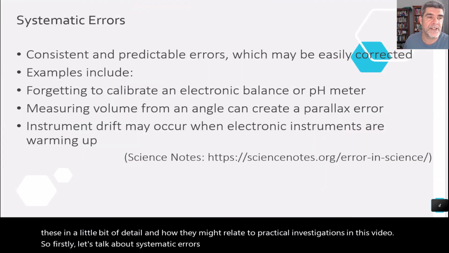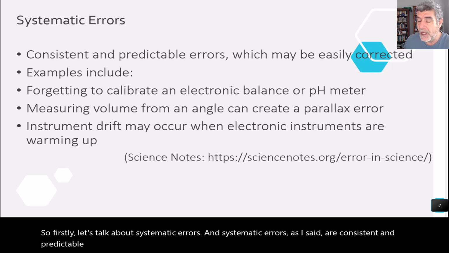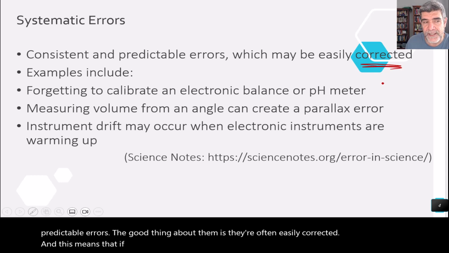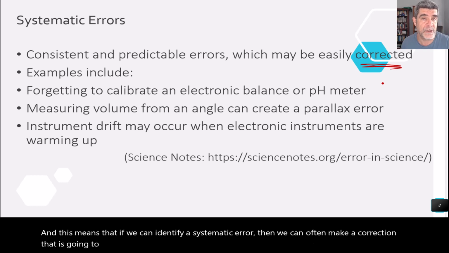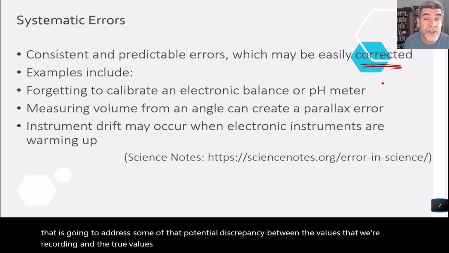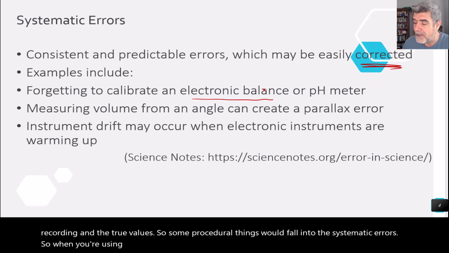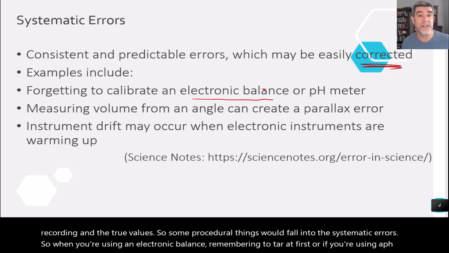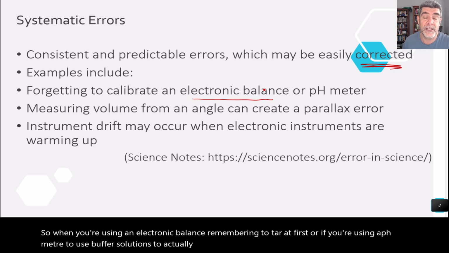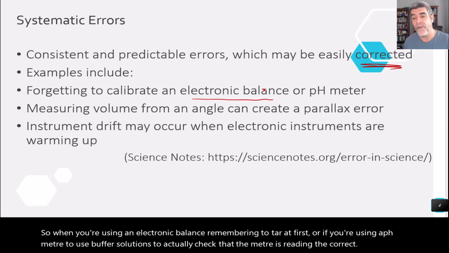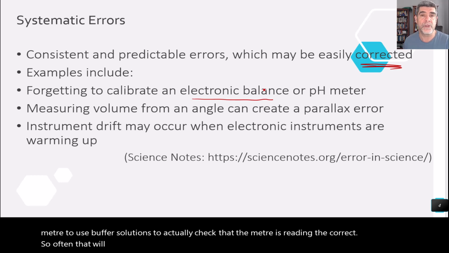Systematic errors, as I said, are consistent and predictable errors. The good thing about them is they're often easily corrected. This means that if we can identify a systematic error, then we can often make a correction that will address some of that potential discrepancy between the values we're recording and the true values. Some procedural things would fall into systematic errors. When you're using an electronic balance, remember to tare it first. Or if you're using a pH meter, use buffer solutions to check that the meter is reading the correct values. Often that will depend on what types of values you're looking at.